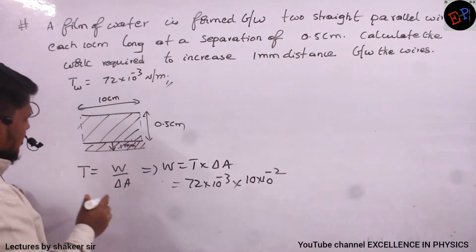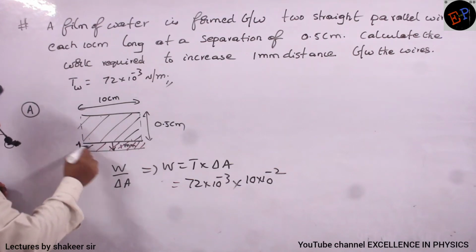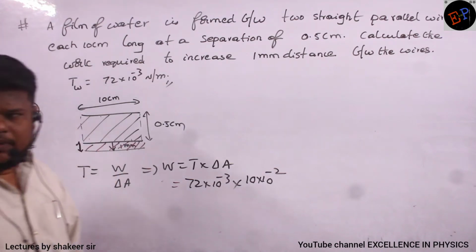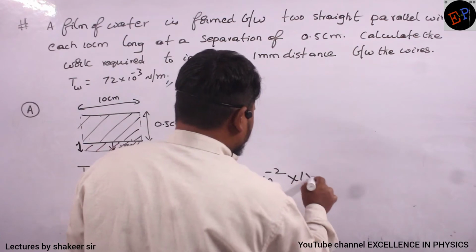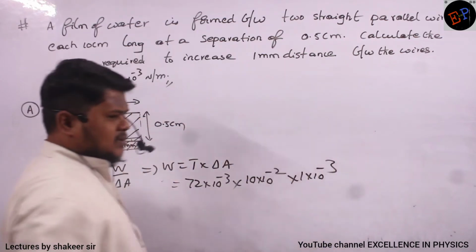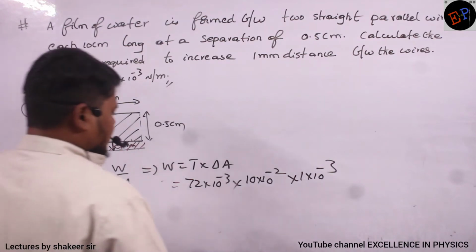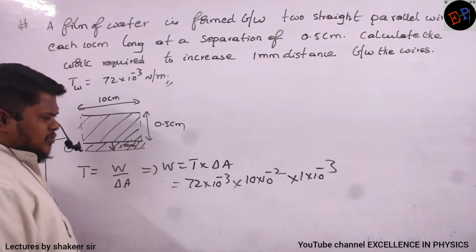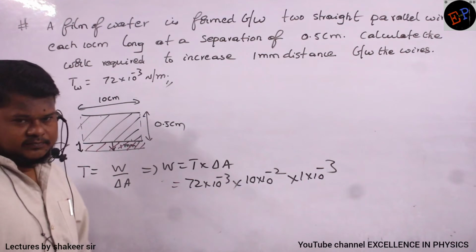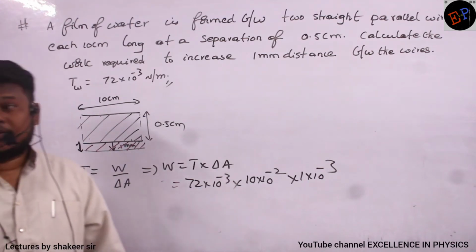Clear, no? And what is the width of this one? Width of this one is only 1 millimeter, no? 1 millimeter again, how can you write? 1 into 10 power minus 3 meter. That's how this work done is calculated. Is it clear? And we have made one more mistake here. What is that? This is not the answer. One mistake we have made.